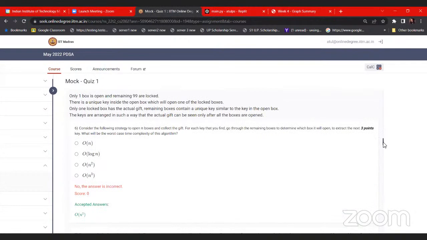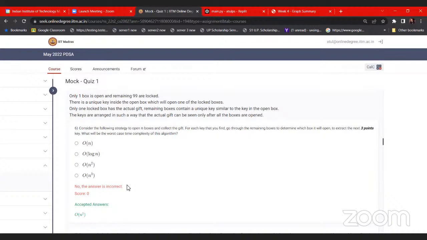So this is the question. How are you solving this question? Yeah. So there are 100 boxes, right? For each box, we have to open. Suppose we take box 1, right? Take the key from box 1, and we have to check all the 99 boxes for the unique key for the other boxes, right?